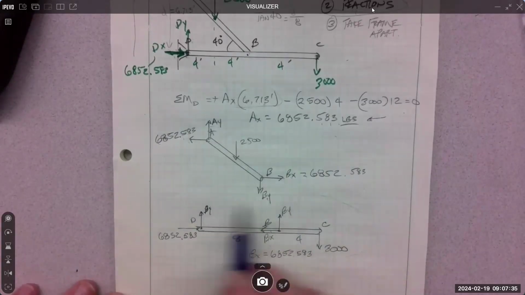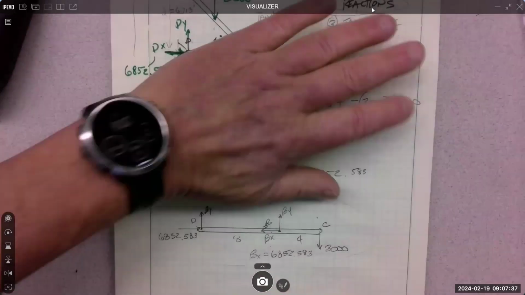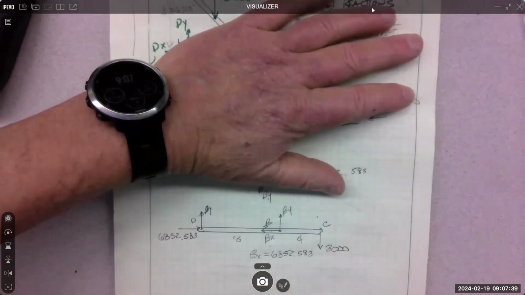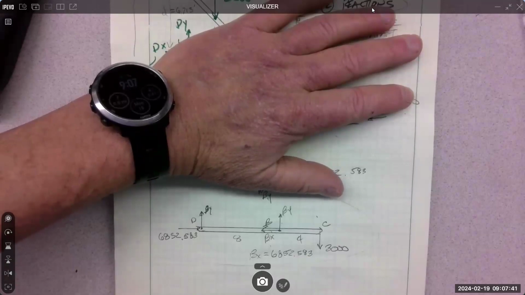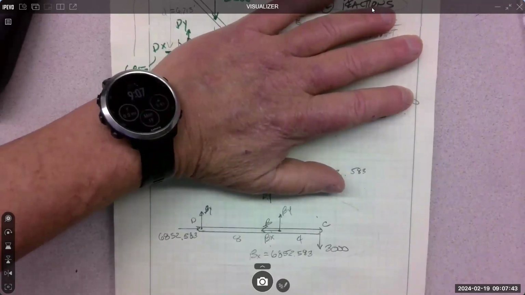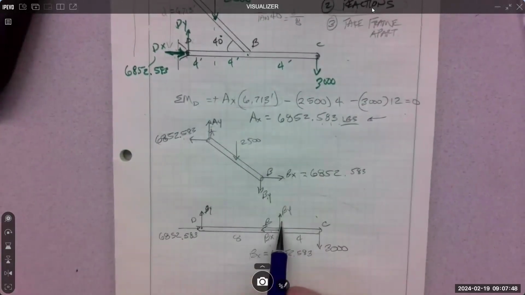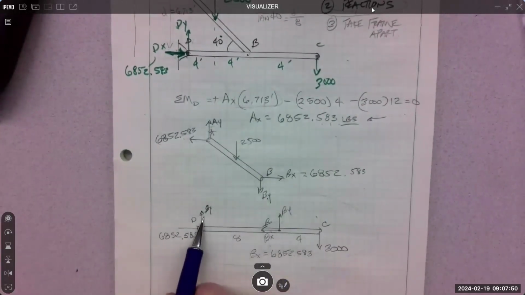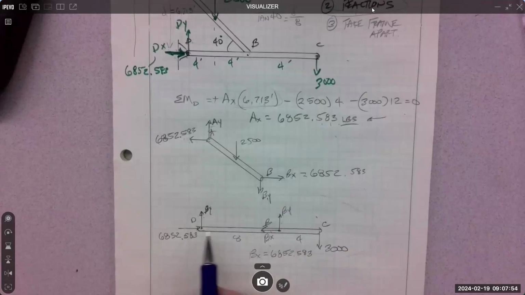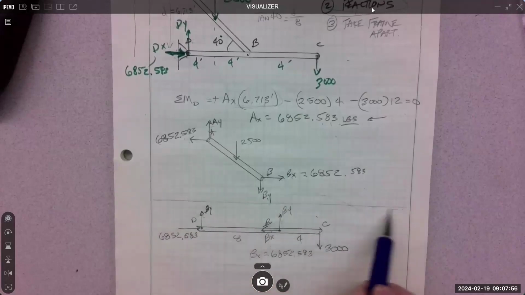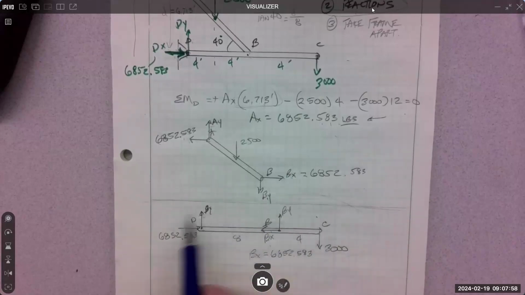That's where we focus in on this horizontal. When you do these, each member has to be in equilibrium all by itself. So you can ignore the other member while you're working on a member. So here, how can we get BY and DY? That's where we're going to use all of our strategies, just looking at this horizontal member.